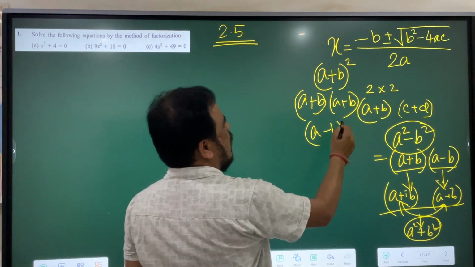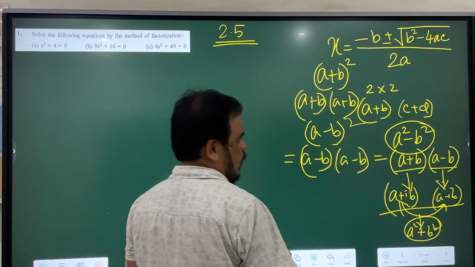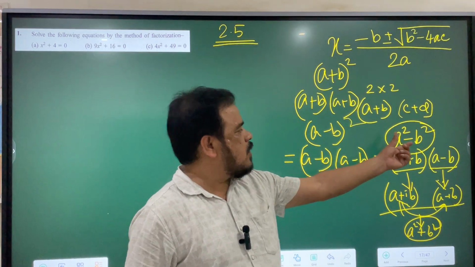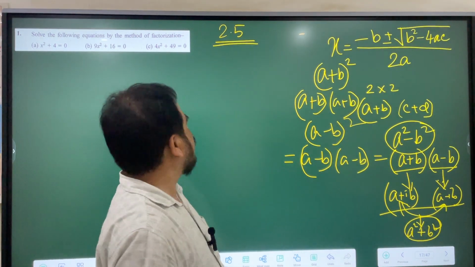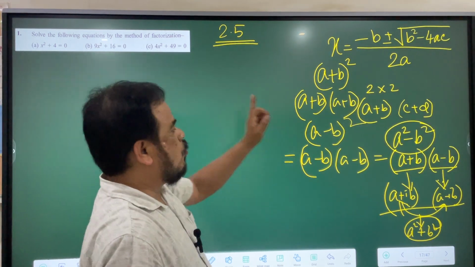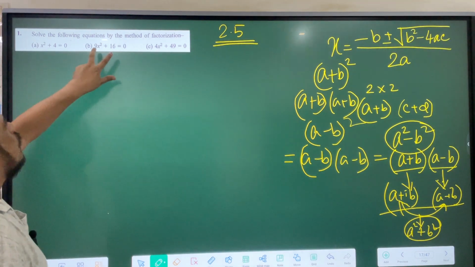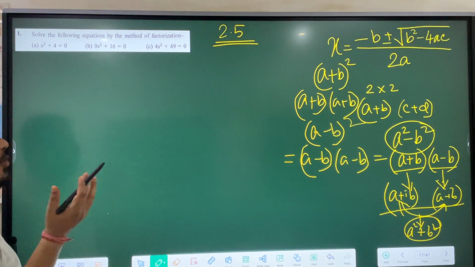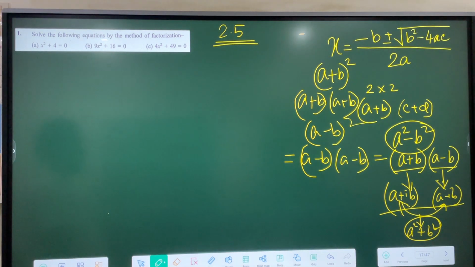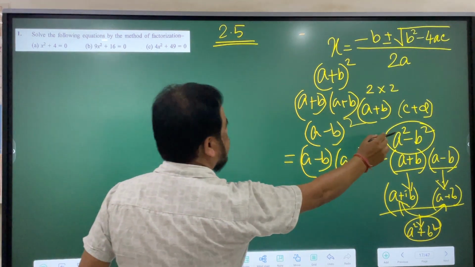Sometimes we may get (a minus b) whole square, so that we can write (a minus b) into (a minus b). Sometimes, not always, but generally this is the important term for us for factorization. I hope you understand. Let me repeat why I am talking about a square minus b square: here there are two terms. If there are three terms, then that is a different method of factorization that you got already in lower classes, middle term factorization. But of course that is not needed here, because everywhere two terms are there. So you will try for this.